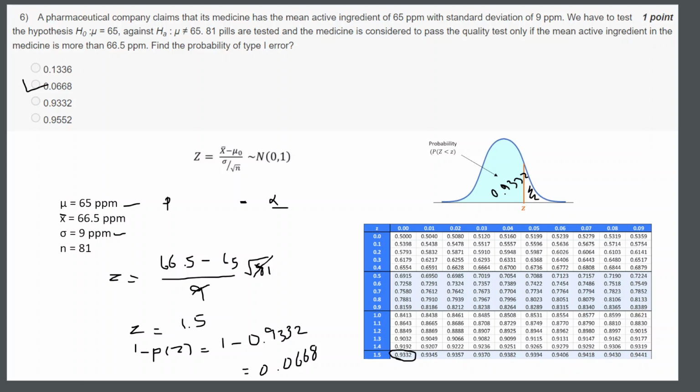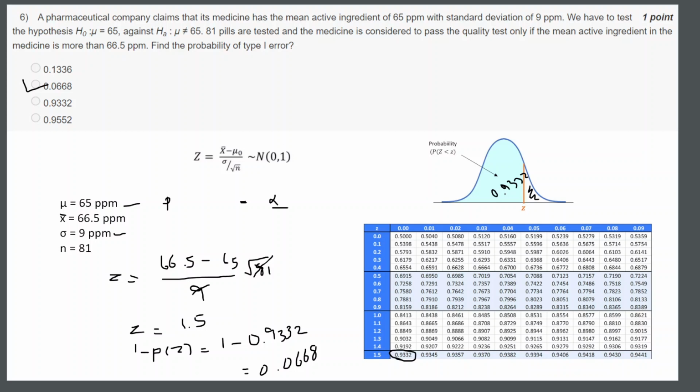Okay, here the mean active ingredient of the population is equal to 65 ppm, with standard deviation sigma equal to 9 ppm. And then they are saying the number of samples tested is 81 pills, and the medicine is considered to pass the quality test only if the mean active ingredient is more than 66.5 ppm. So that is the condition.